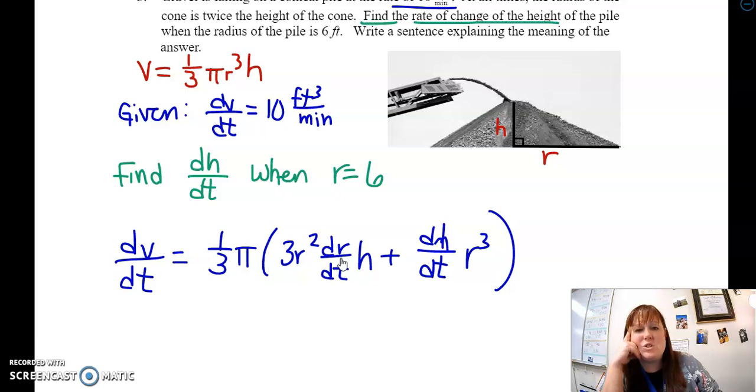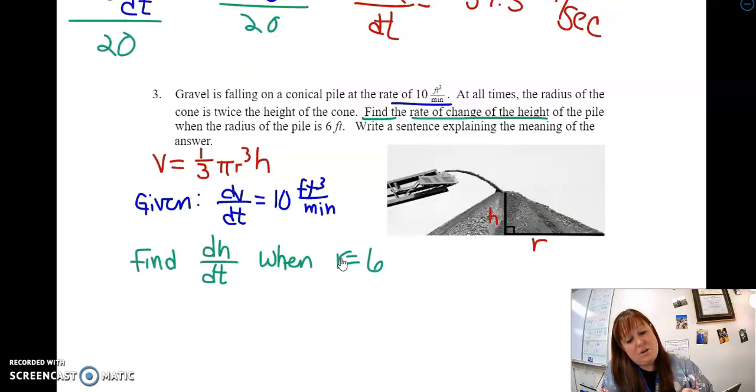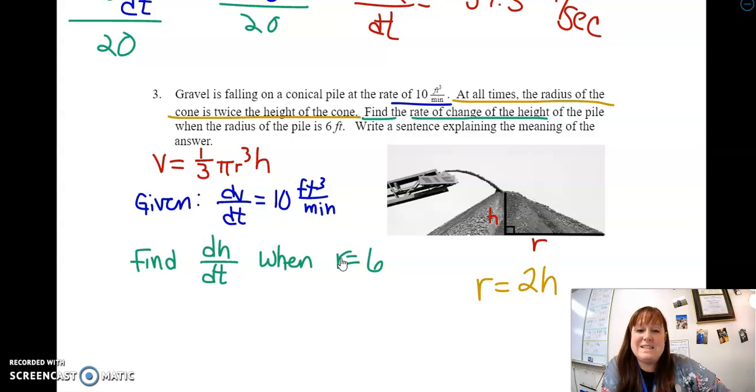So what if I went back to my original function and related r and h to begin with before I did any of this mess? Okay, so I got to a mess and I went, that doesn't work. So I come back and I say, okay, at any given time, it says at all times the radius of the cone is twice the height of the cone. So the radius always equals 2h. Always, okay? I'm trying to find dh/dt. So wouldn't it make sense that I'm in terms of h and not in terms of r at all? Because if I know that at all times r is the same as 2h, everywhere I have r, I could just replace that with 2h.